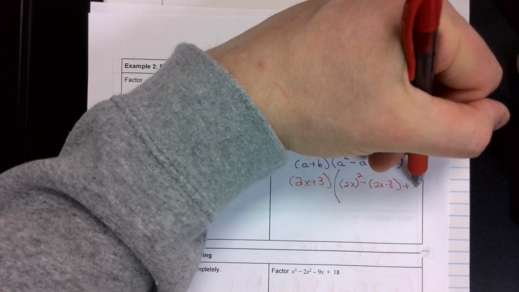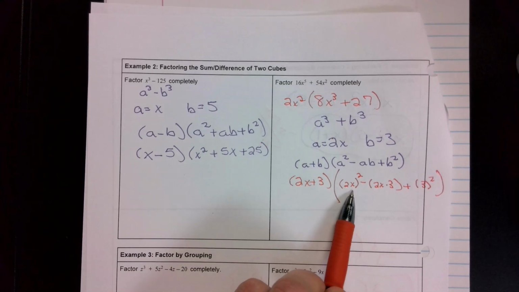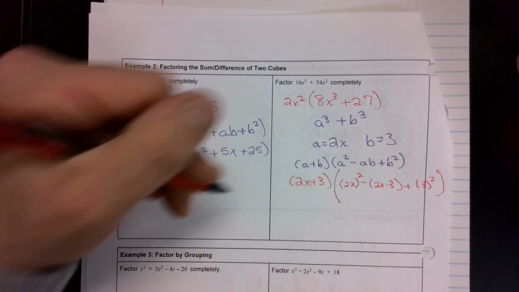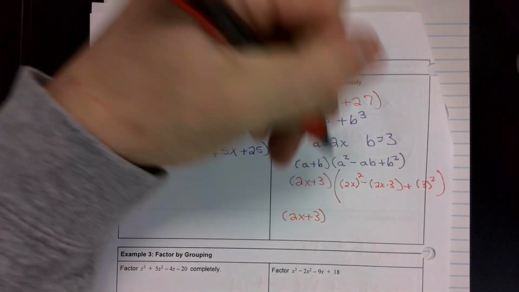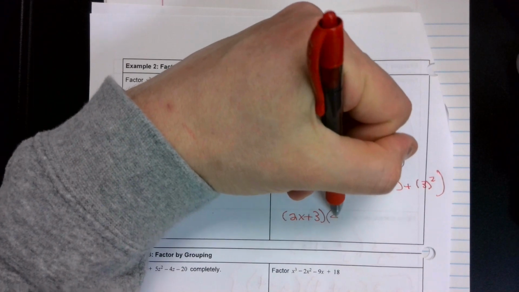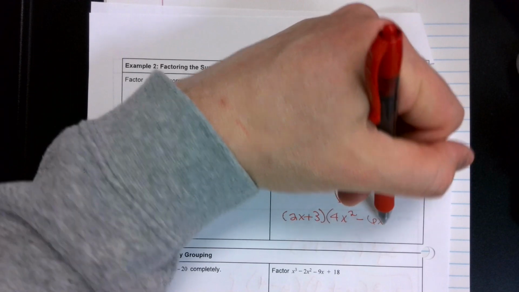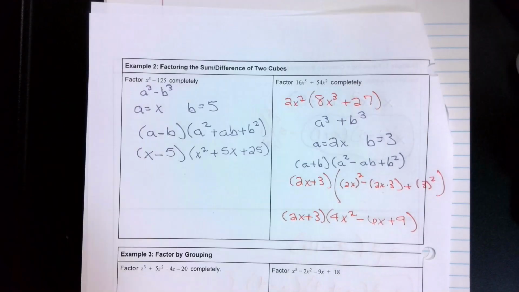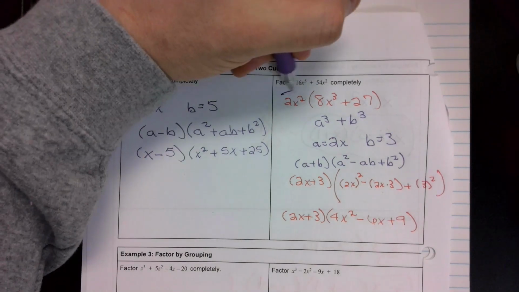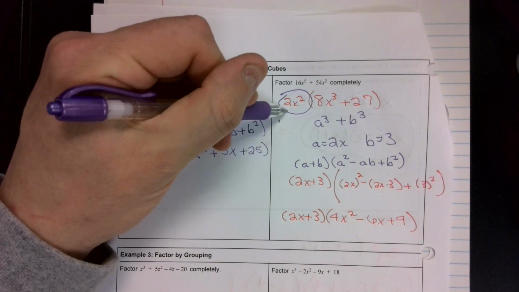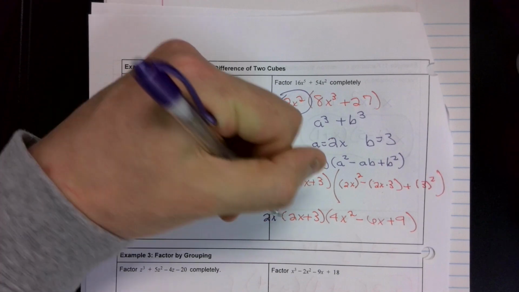And now we have to clean up all three of these things right here. So 2x plus 3 stays the same. And then 2x times 2x is 4x squared, minus 2x times 3 is 6x, and then plus 9. And there's the factored form. The only thing we have to remember is this right here, our greatest common factor. We have to bring that back down and keep it as part of the problem. So we put it right there out front, and that is our factored form.